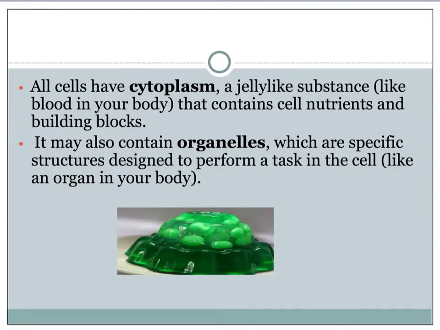So all cells have this thing called cytoplasm. Cytoplasm is kind of like Jell-O. Does anybody like this kind of Jell-O? We're not in class, so you can admit it. I do. I like Jell-O that has fruit floating in it. So the cytoplasm is like the Jell-O, and it's going to help the fruit, the organelles, stay where they're supposed to inside the cell. Now, the organelles have really specific structures, and they also have specific functions. These organelles we'll learn more about in detail.